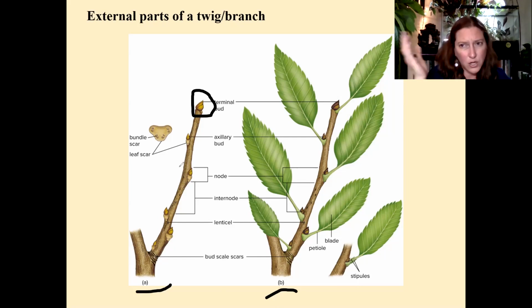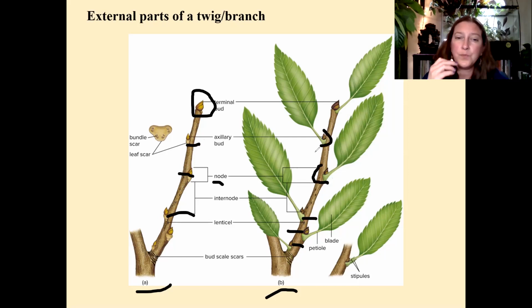A few terms, since we are talking about stems today, is this term node. A node is a region on a twig or branch. So this region is a node. This is another node. Here's another node. On this one, here's a node, here's a node, here's a node. So it's a region. And the reason I point out this region is because things occur at that region.